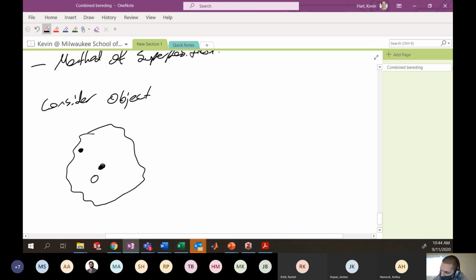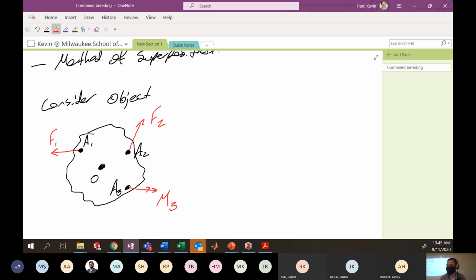Let's say I've got a force over here at point A1 acting in this general direction, and a force at point A2 acting in this general direction. And maybe some point down here where I've got a moment applied, which we'll call M3 for consistency. Let's say I want to do my analysis at point O. Well, I've got to relocate everything appropriately to point O.